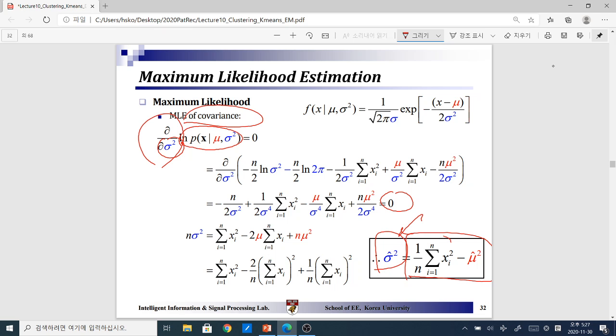where, as you can see, the first term has to do with the values of the samples, and the second term here has to do with the sample mean, which is computed by taking the MLE of the mean as shown by the previous slide.